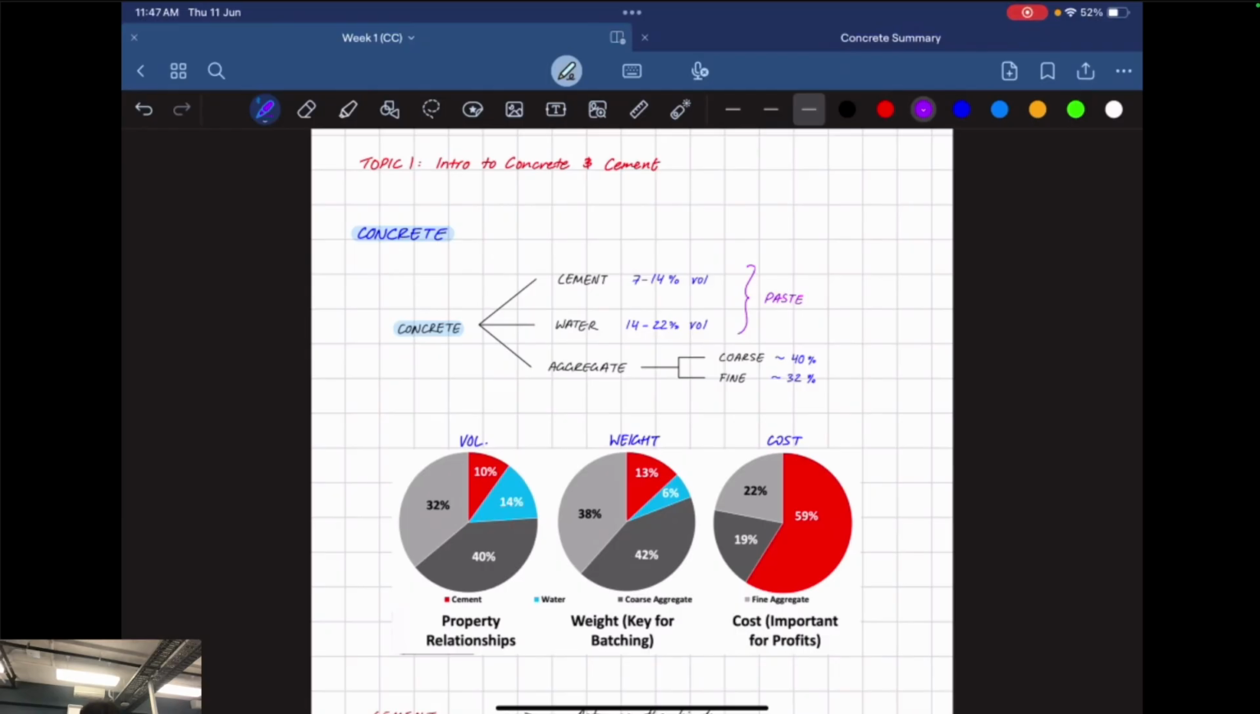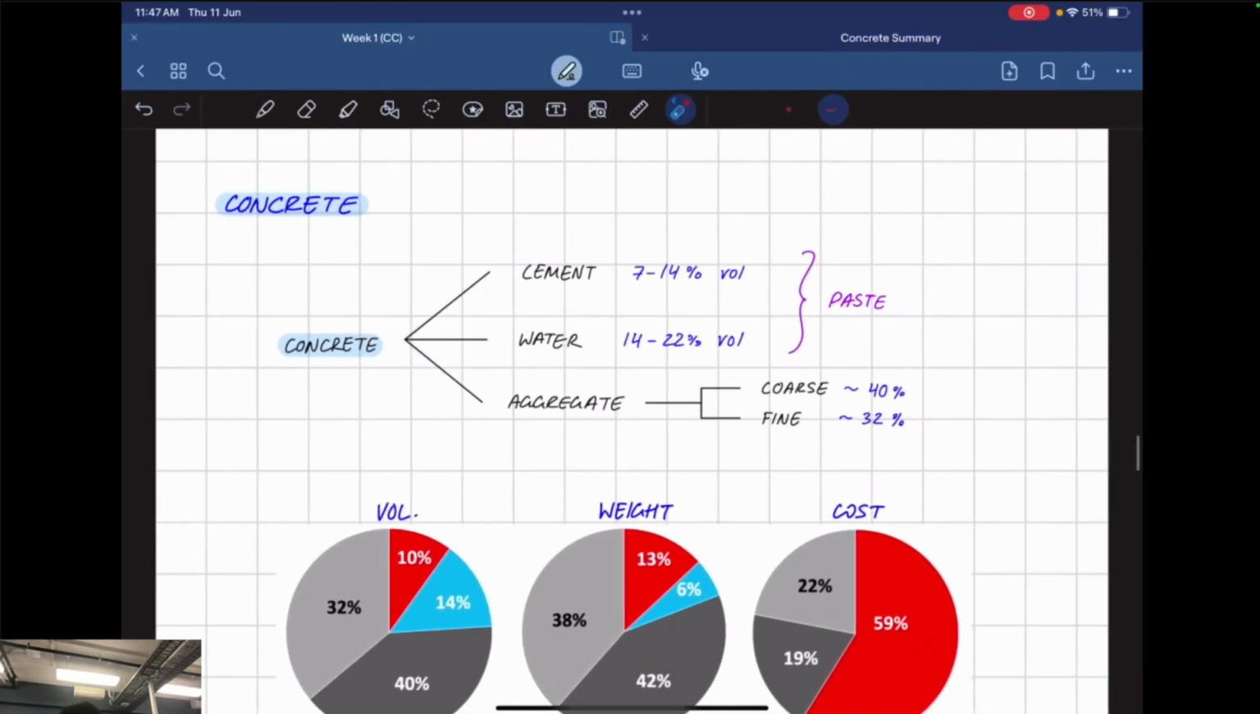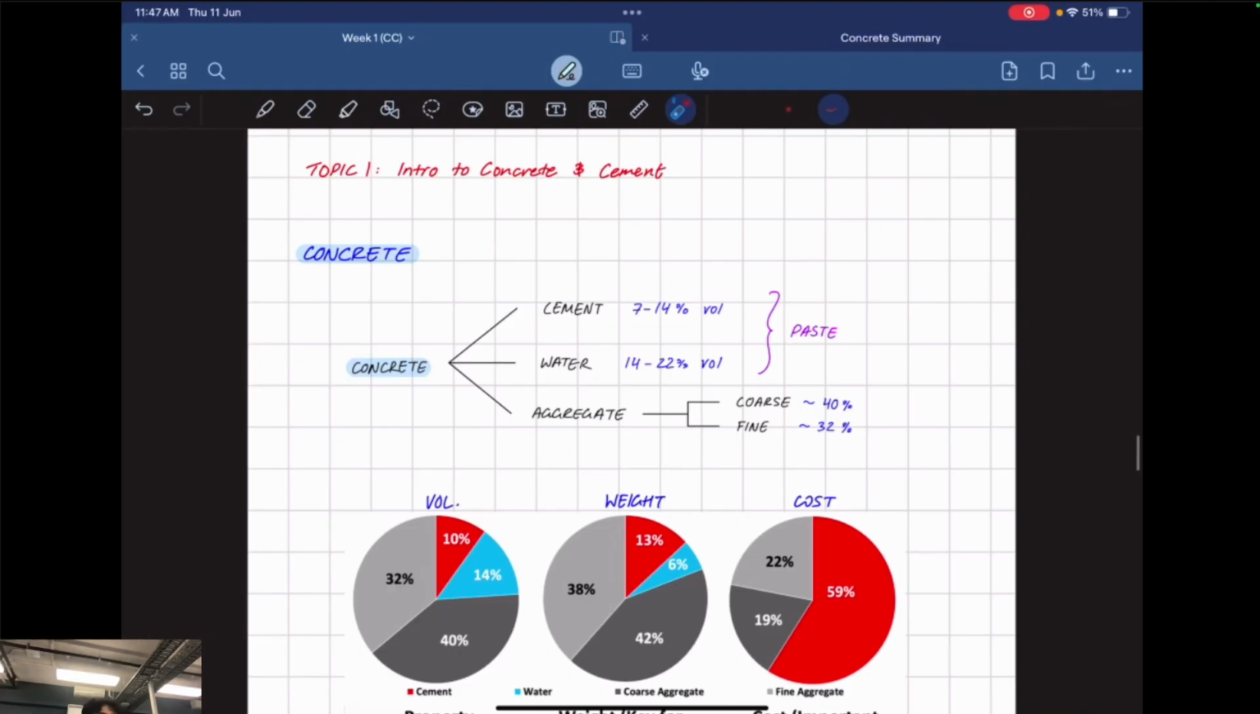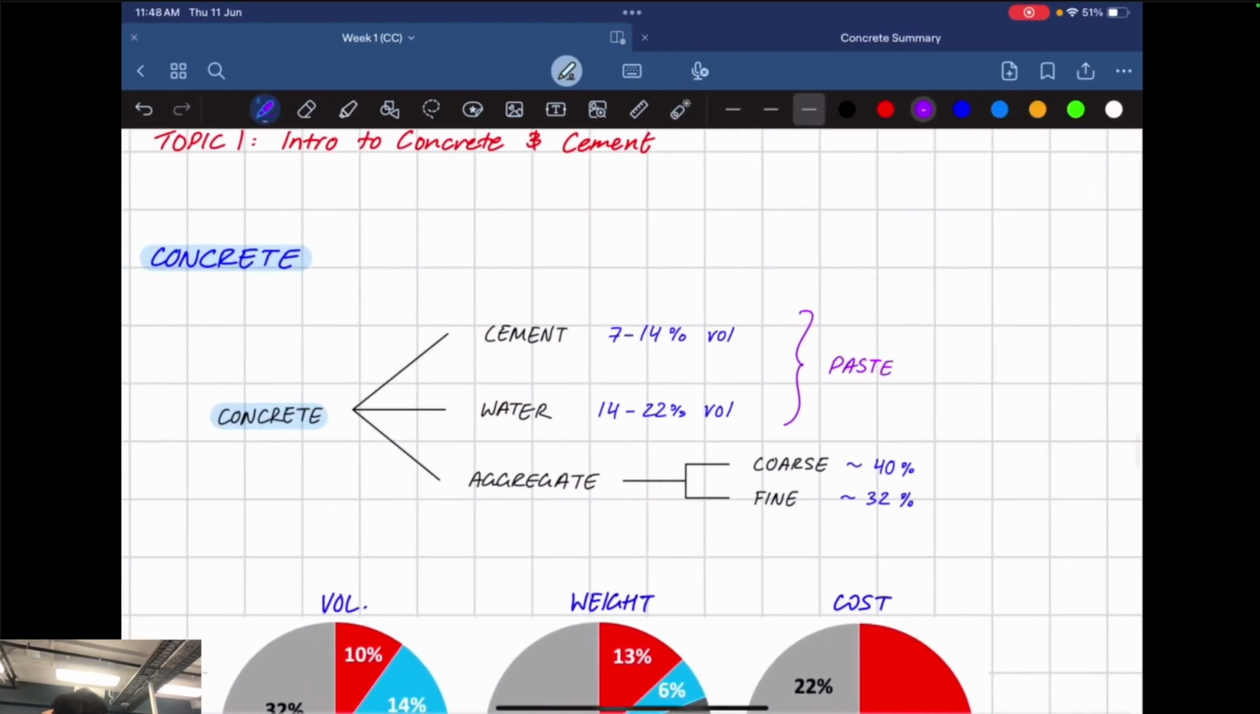To start with, concrete. What is concrete? There are 3 parts to it. We've got cement, water, and aggregates, and 2 kinds of aggregates: coarse aggregate and fine aggregate. Cement and water, when we combine them together, we get a paste. That's why we call it paste. And then we have something else called mortar, which is cement plus water plus fine aggregate. These are just terms. You don't need to delve into it too much.